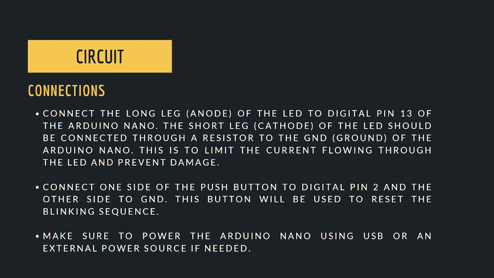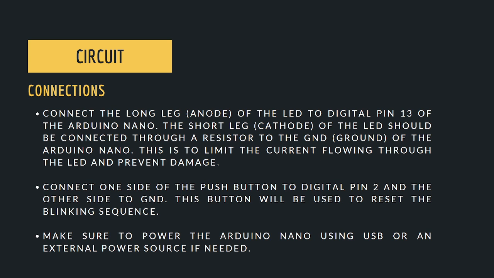For the connections, we are going to connect the long leg of the LED to the digital pin 13 of the Arduino Nano. The short leg, the cathode of the LED, should be connected through a resistor to the ground of the Arduino Nano. This is to limit the current flowing through the LED and prevent damage.